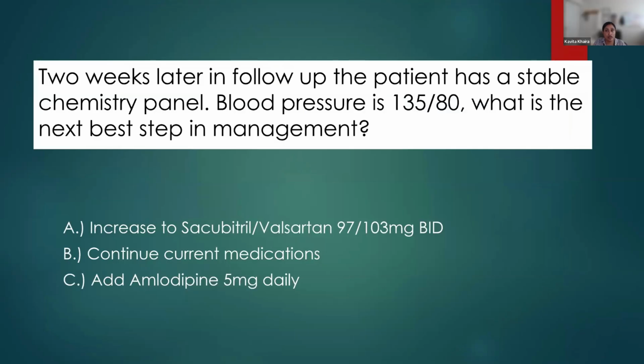So 2 weeks later in follow-up, the patient has a stable chemistry panel. Blood pressure is 135/80. What is the next best step in management?